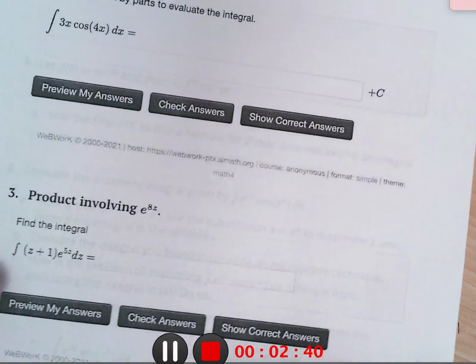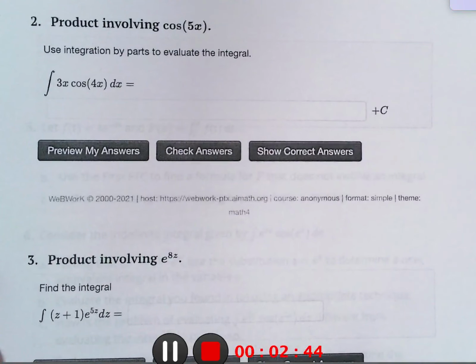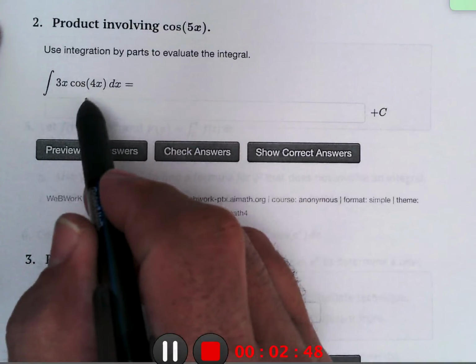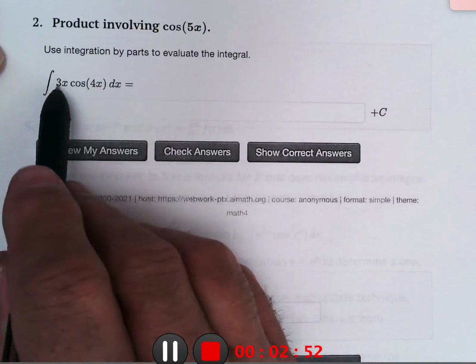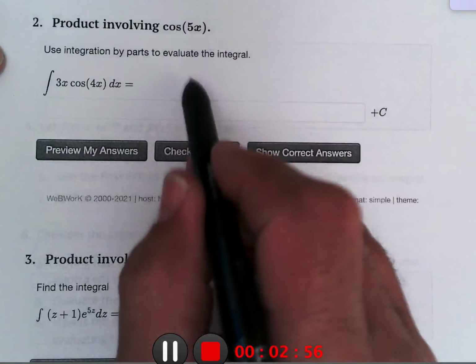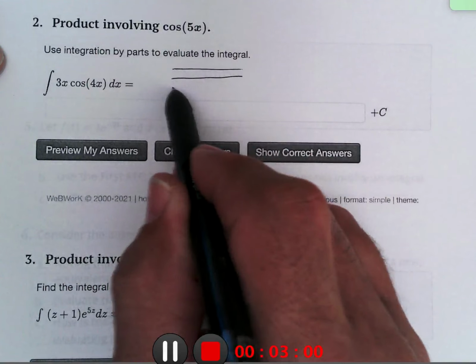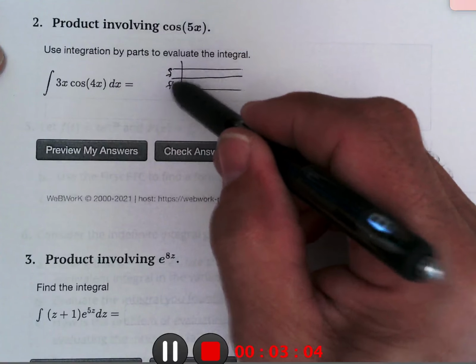Okay. Number 2. Use integration by parts to evaluate the integral. So they don't want us to do substitution or anything like that, so let's go ahead and do it by parts. And my little table for that: f prime, u, v.